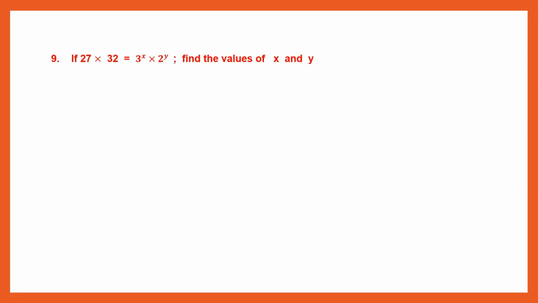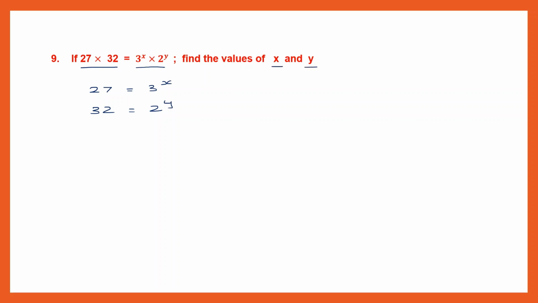Question 9. If 27 into 32 is 3 raised to the power of x into 2 raised to the power of y, find the values of x and y. So here they've told us 27 into 32 is equal to 3 raised to the power of x into 2 raised to the power of y. That means 27 is equal to 3 raised to the power of x and 32 is equal to 2 raised to the power of y. Now we need to find the values of x and y.